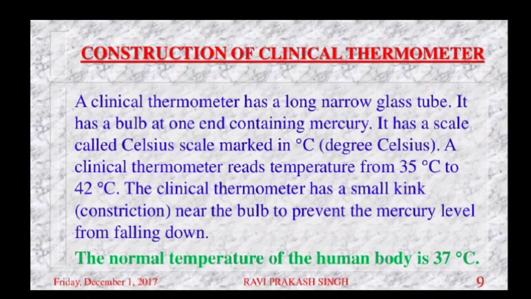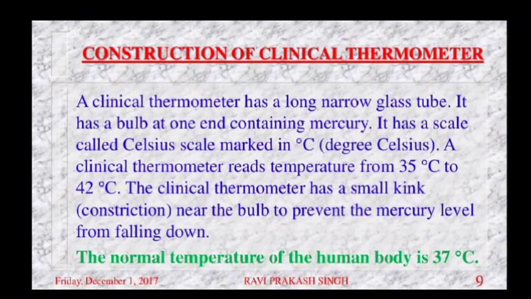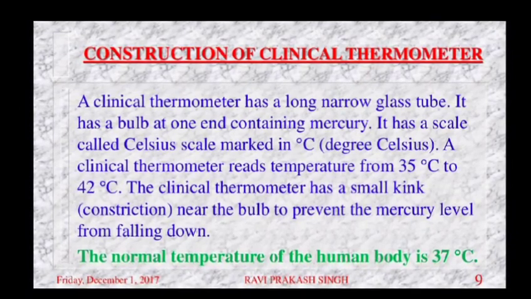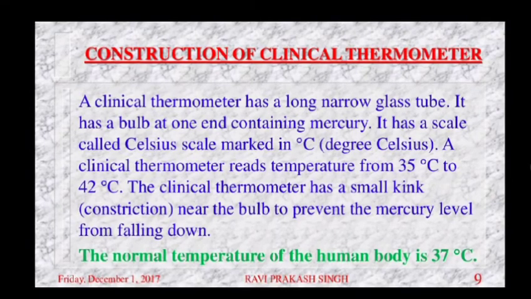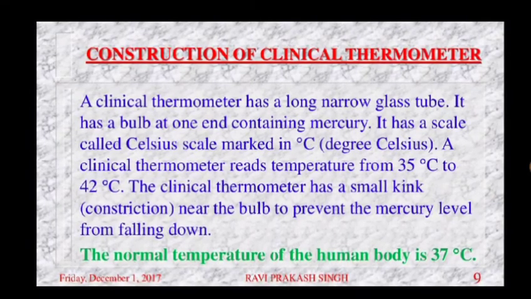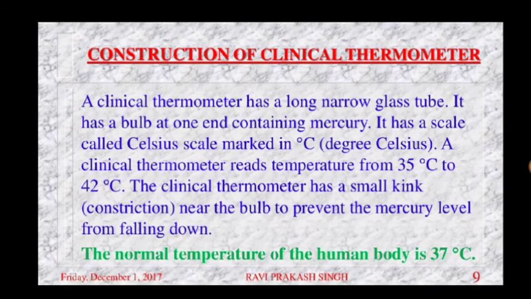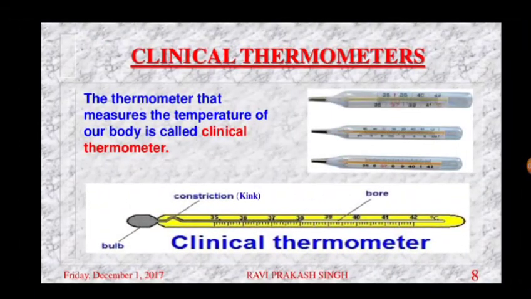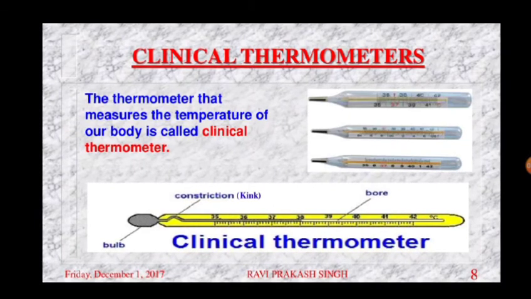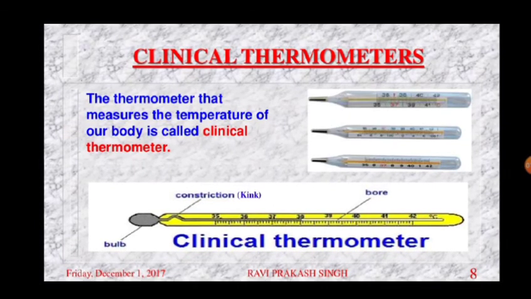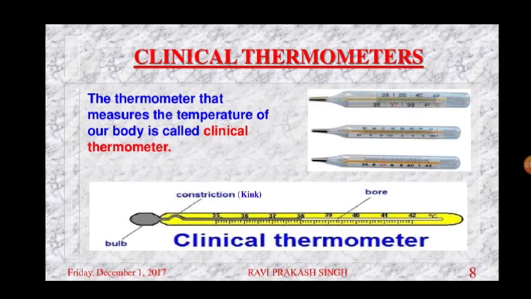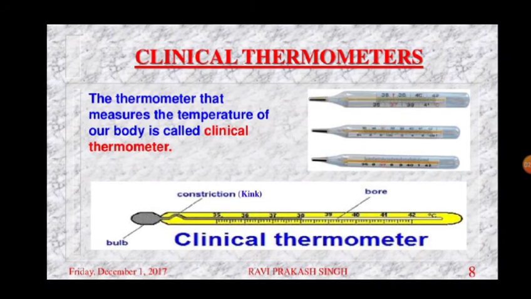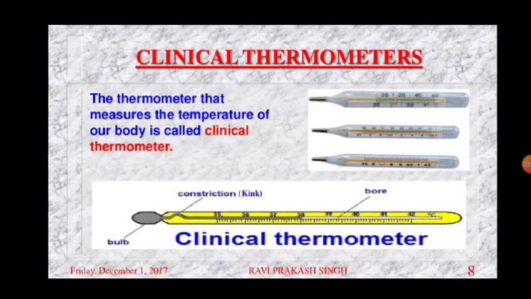A clinical thermometer is almost the same as a laboratory thermometer, but it has a slight bend or kink in the capillary tube just above the bulb. You are seeing here a slight bend or kink in the capillary tube just above the bulb. It is to prevent the mercury from falling down. That we'll discuss.